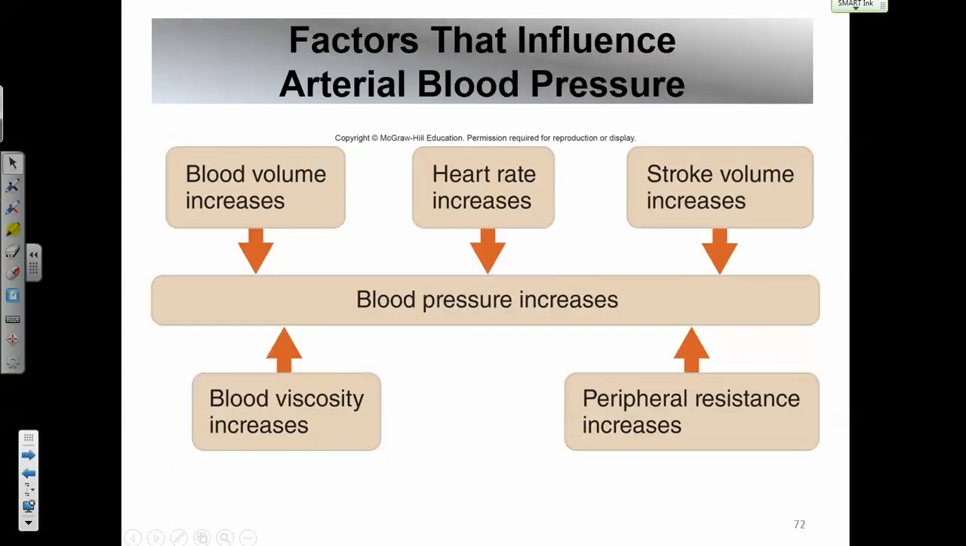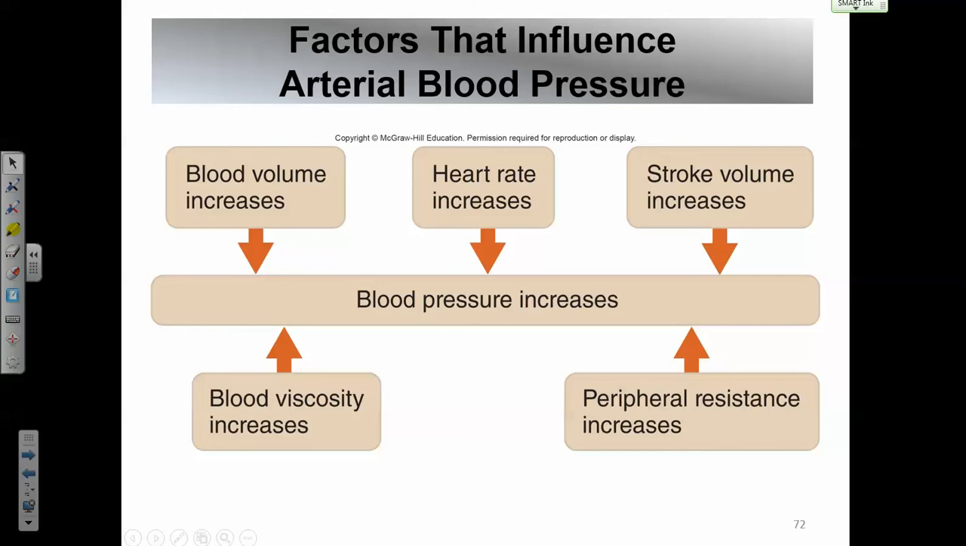All right. So we've talked about blood pressure, but we have not looked at some things that can affect your blood pressure. And that's what this slide is showing you. So I would like you to treat this slide as if I typed it up. So you need to know this for your test. Okay.